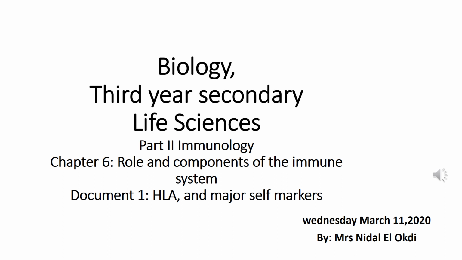Today, Wednesday, March 11, we're going to start with a new part, immunology. It consists of 3 chapters, 6, 7, and 8. Today, we're going to start with Chapter 6, Role and Components of the Immune System. Document 1, HLA and Major Self Markers. So please open your book on page 114.